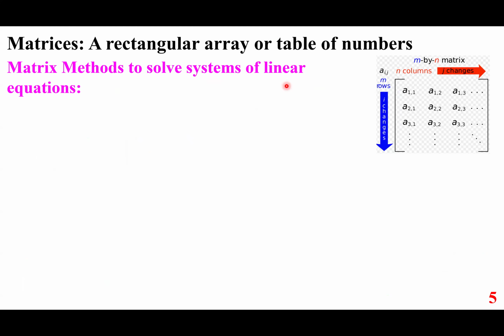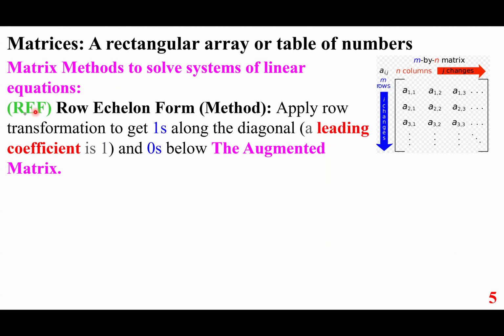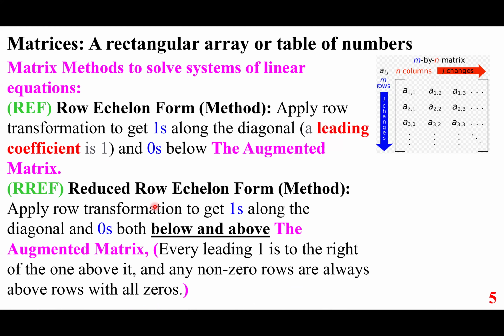Matrix method to solve system of linear equations. So we have an n by n matrix. REF, row echelon form method. Apply row transformation to get ones along the diagonal. A leading coefficient is 1 and zeros below, in the augmented matrix. I'm going to show you an augmented matrix in a moment. And whatever we do to equations, for example, we can multiply both sides by the same number except 0, we can do to the augmented matrix. So that's REF, or RREF, reduced row echelon form method.